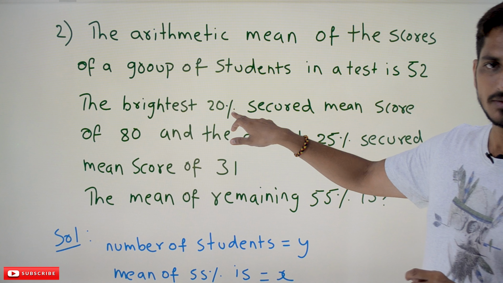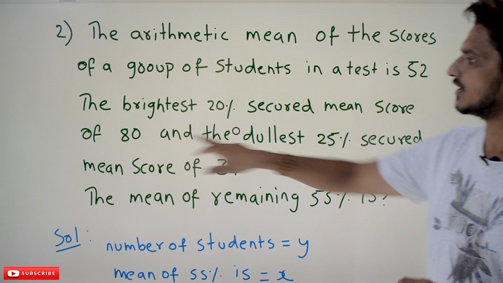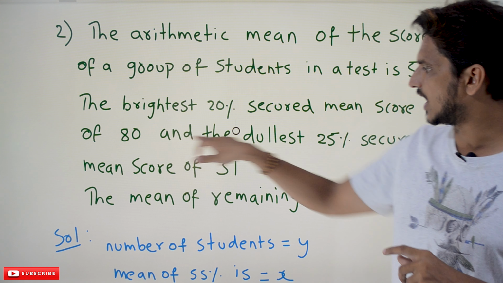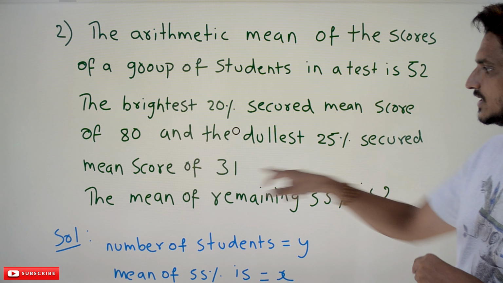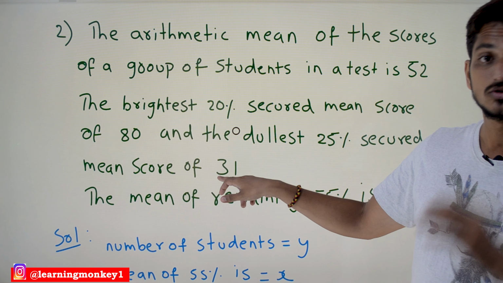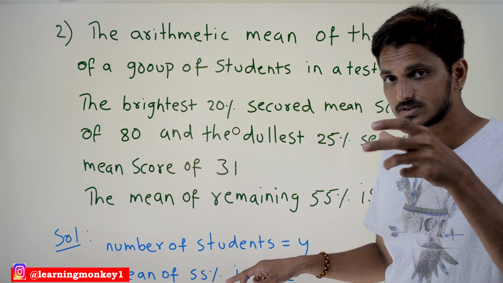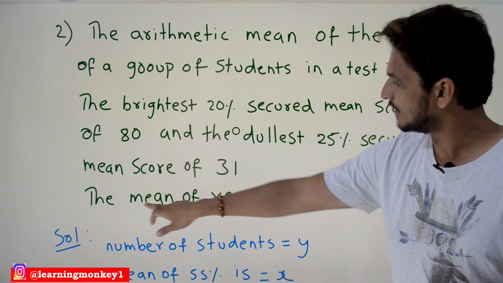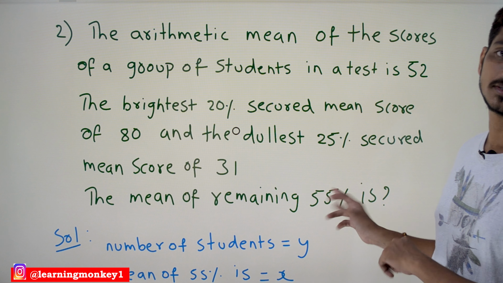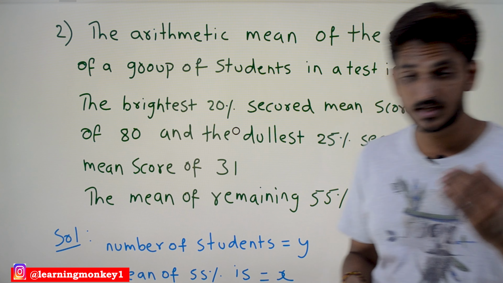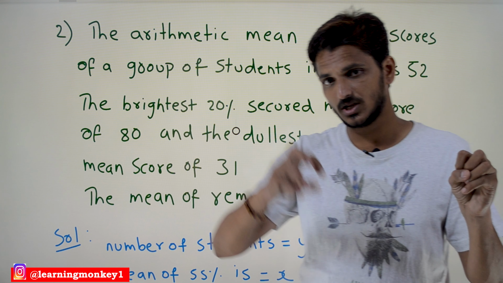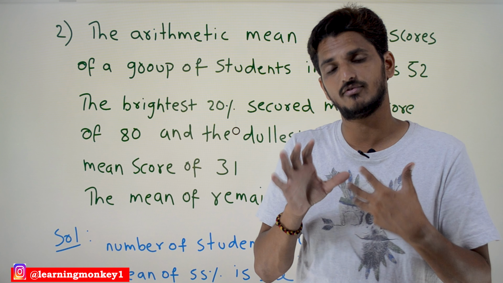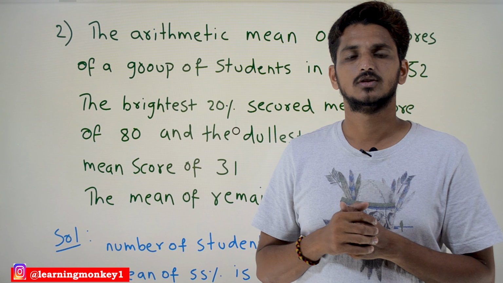The brightest 20% secured a mean score of 80. That means the average of the brightest 20% students is 80, and that of the dullest 25% students is 31. So the brightest 20% mean is provided, the dullest 25% mean is provided, and we need the mean of the remaining 55%. It has been provided the mean of the dullest, the mean of the brightest and the total mean. We need to identify the mean value of the middle 55% students. So how to solve it?